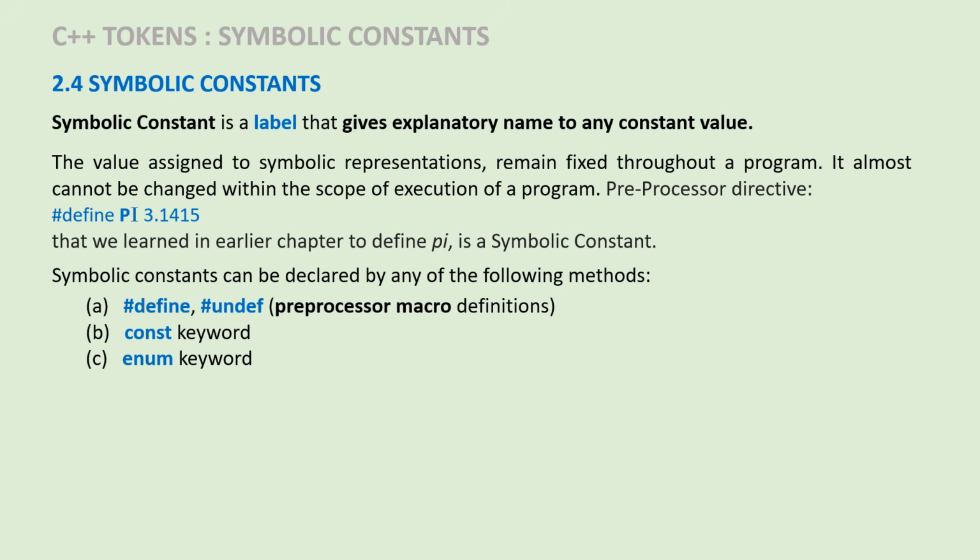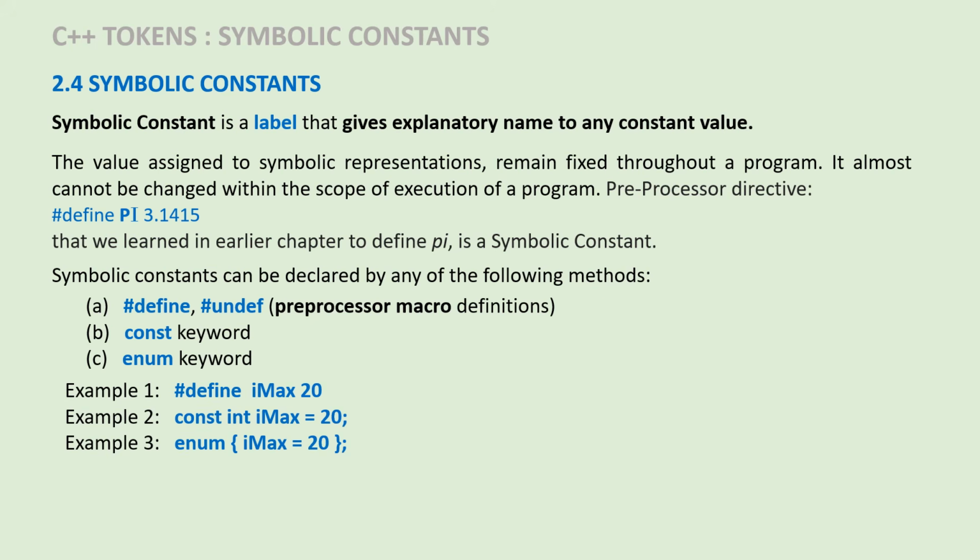Symbolic constants can be declared by any of the following methods. A. #define, #undef. They are preprocessor macro definitions. B. const keyword, for the constant. C. enum keyword for the enumerator. Example 1: #define imax 20. Example 2: const int imax = 20. Example 3: enum within curly braces, imax = 20.